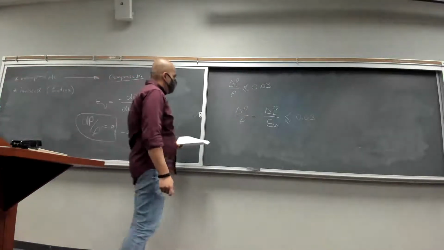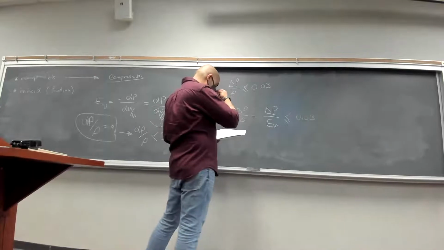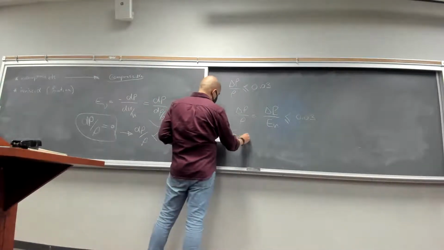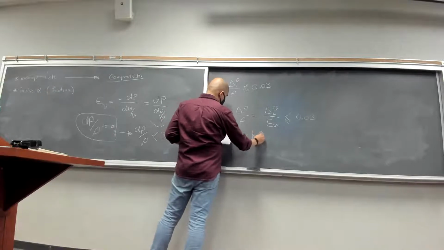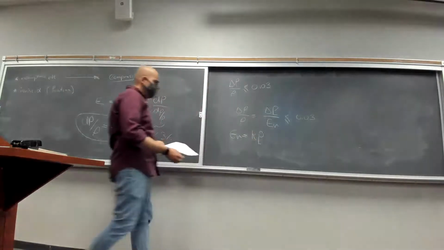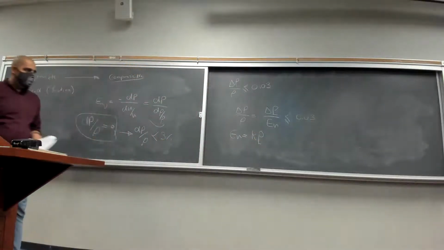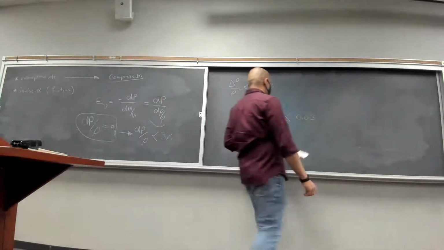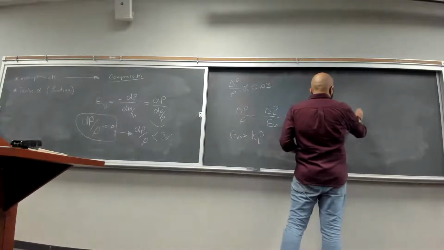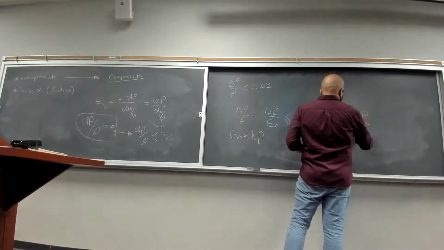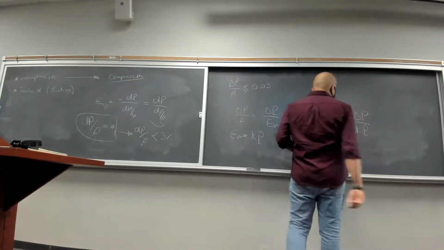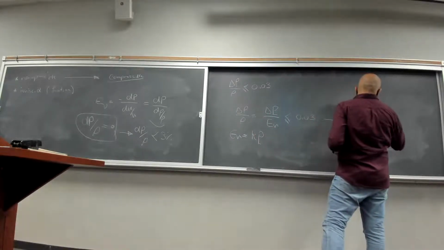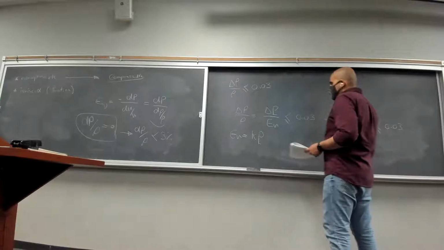If you recall, for an isentropic flow, the bulk modulus was equal to kappa P. I don't know if you remember this or not, but this was the case. So we're going to replace that here. Delta P divided by capital P has to be smaller than 0.03.